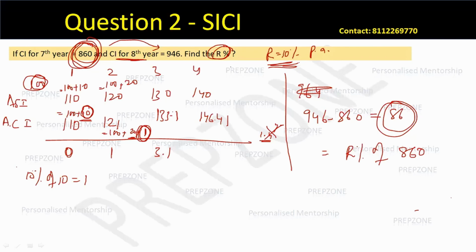The difference is coming because of the interest that was applied last year. Compound interest means interest is also charged on interest, so interest will again be charged on that interest. So it is R% of 860 and that will contribute to this 86 number. Hence the answer has to be 10%.